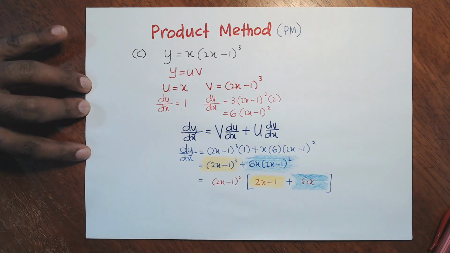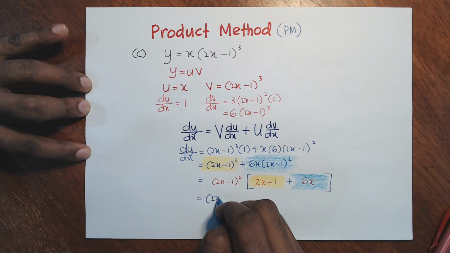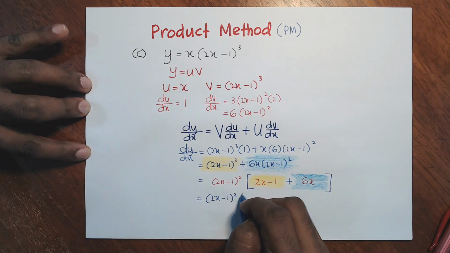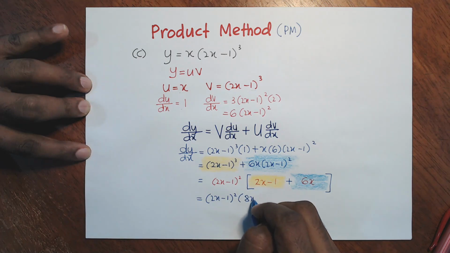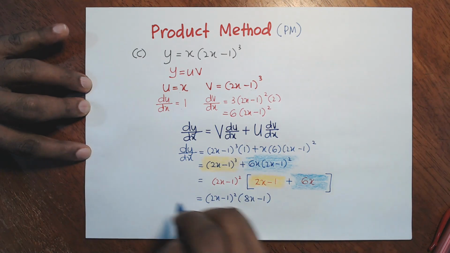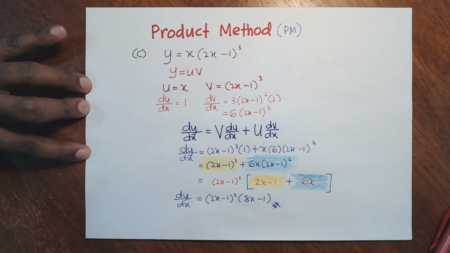6x. Now what we do, we leave this here, (2x - 1) to the power of 2. We solve what is in the bracket here. 6x plus 2x, you get 8x - 1, and that will be the dy/dx, guys. And you see the final answer is so beautiful. This can only be done using the product method. You cannot do it any other way.